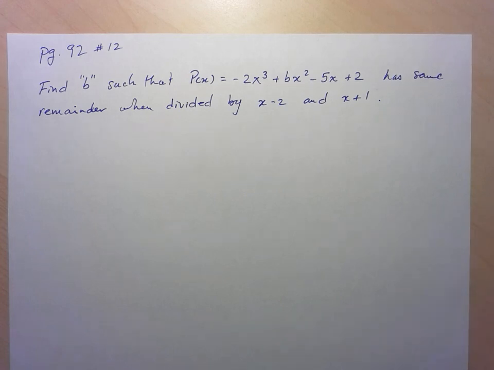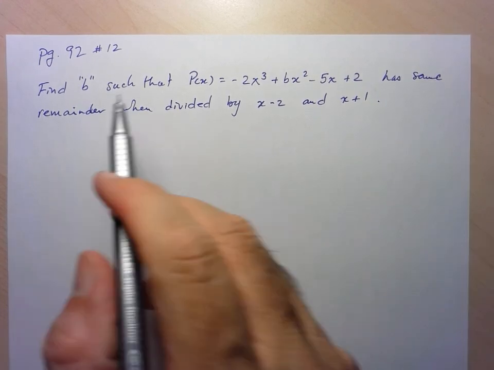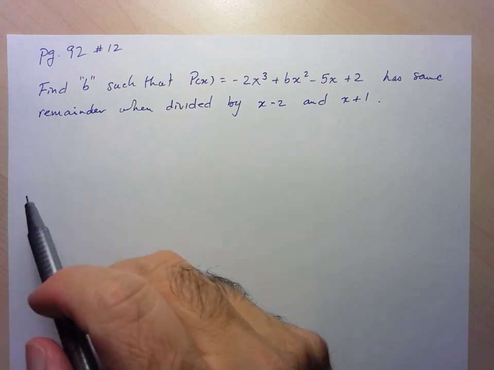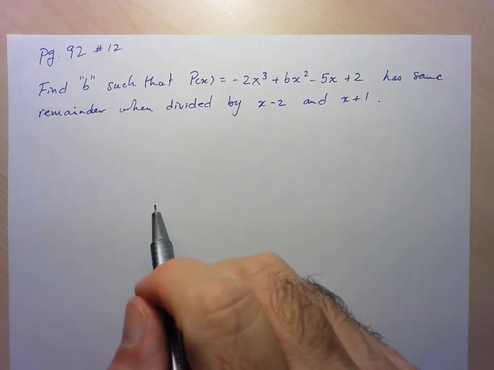Hi folks, we're going to take a look at number 12 from page 92, and they want us to find the value of b such that this polynomial has the same remainder whether I divide it by x minus 2 or whether I divide it by x plus 1.